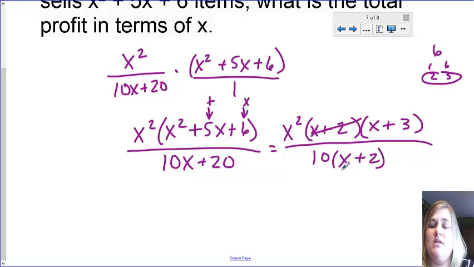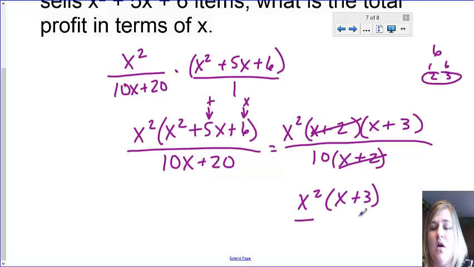So this will cancel with this, and I have x squared times the quantity of x plus 3 all over 10. Now let me check and see if that's how they leave your final answer. And they do. So that is our answer in terms of x. When it says in terms of x, that means that x is going to be part of our answer.